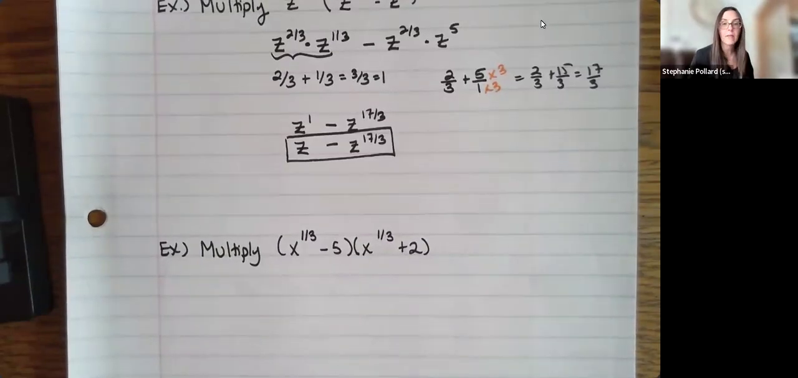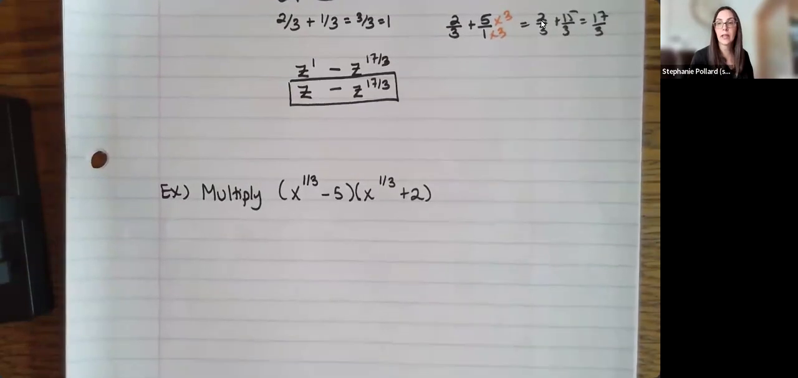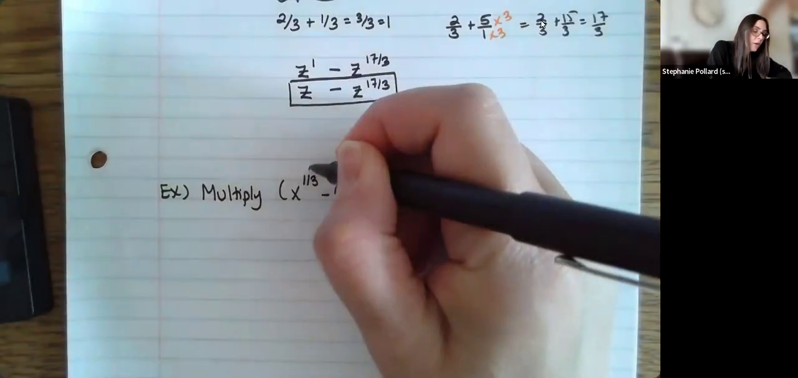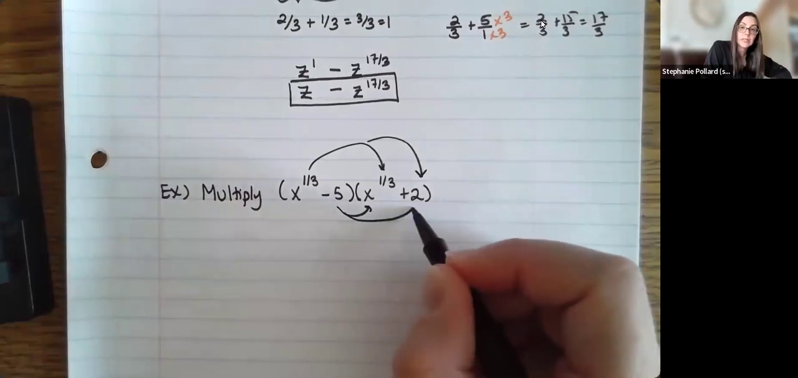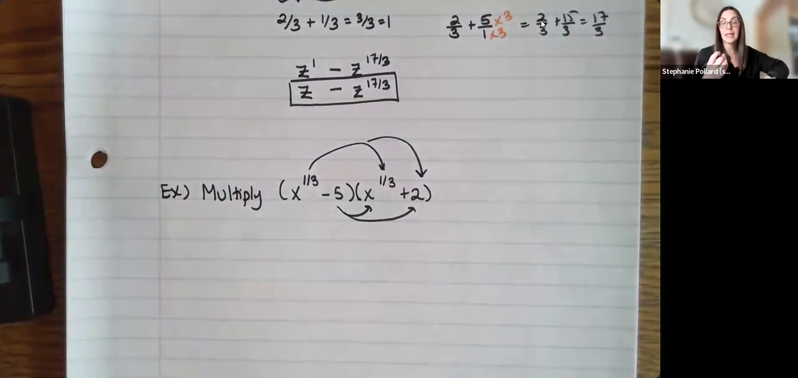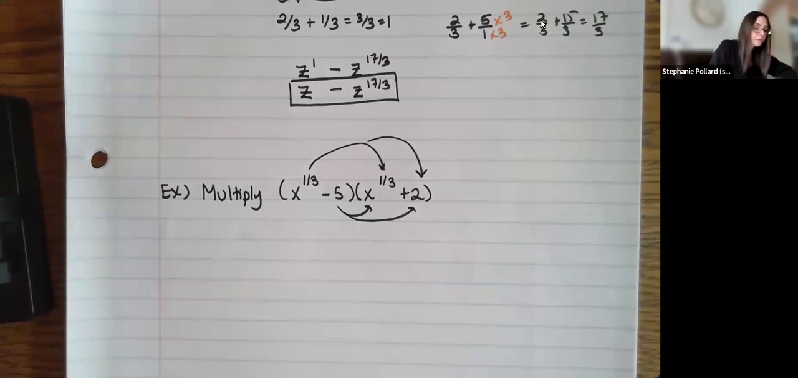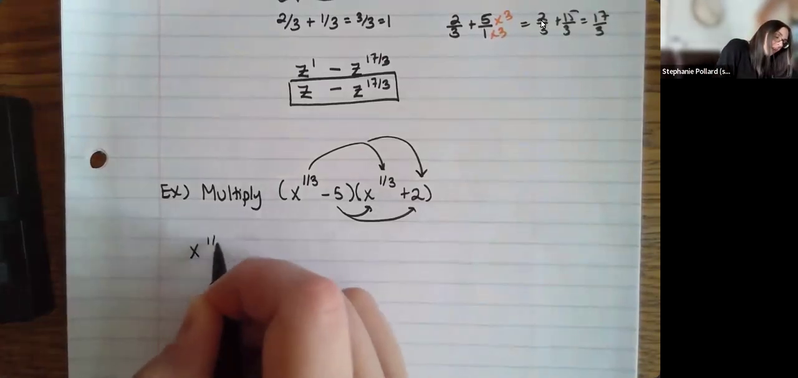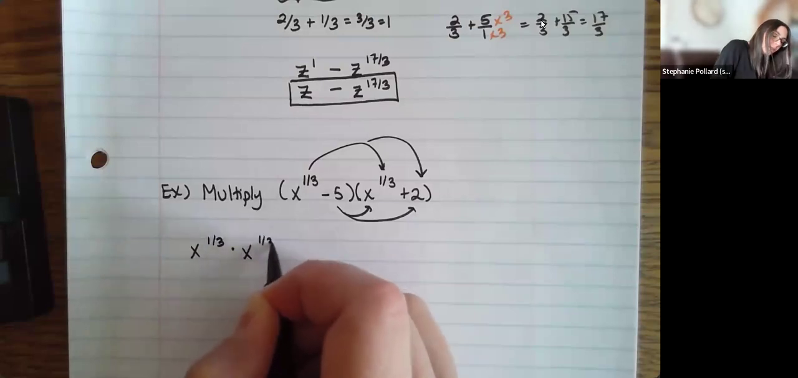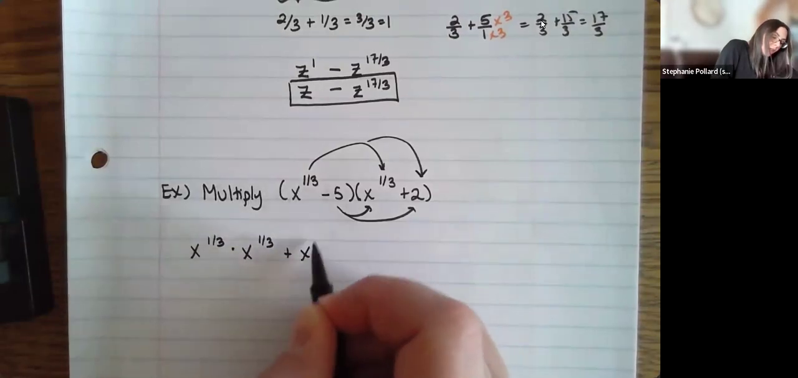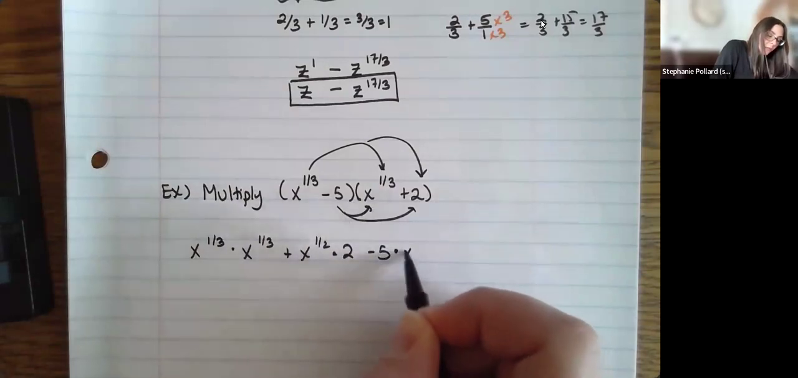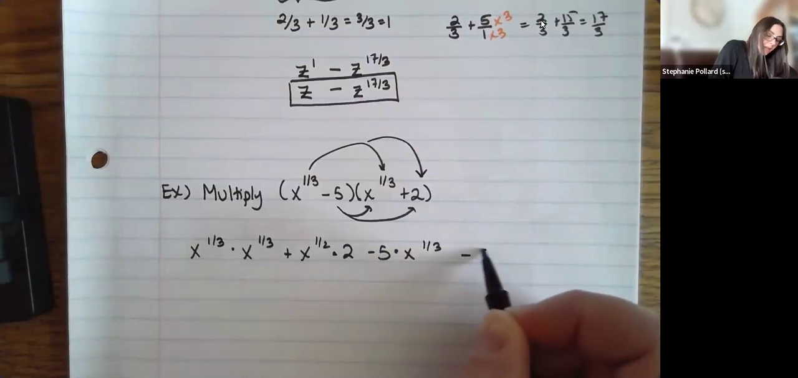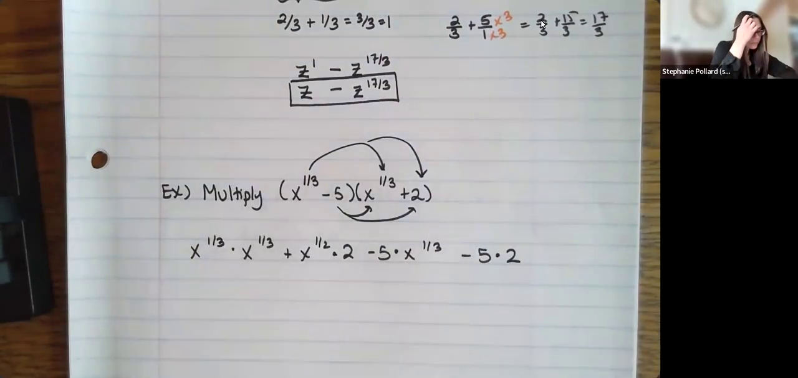For the next one, I have two binomials I'm multiplying. So you want to think about either the FOIL method here or distributing twice. So I'm going to take the x to the 1/3 and bring it to both pieces in the second group. And then that minus 5 also to both pieces. Again, I'm going to write out the intermediary steps here because it's a bit tricky. So I have x to the 1/3 times x to the 1/3 plus x to the 1/3 times 2. On the inside, minus 5 times x to the 1/3, and then minus 5 times positive 2.